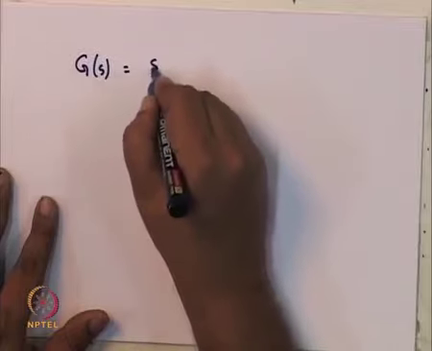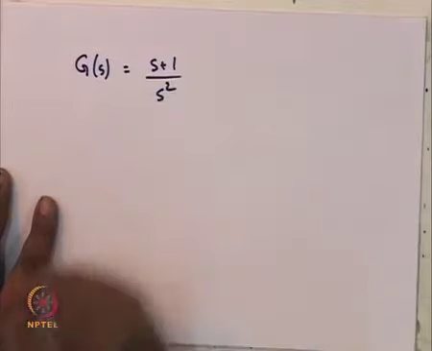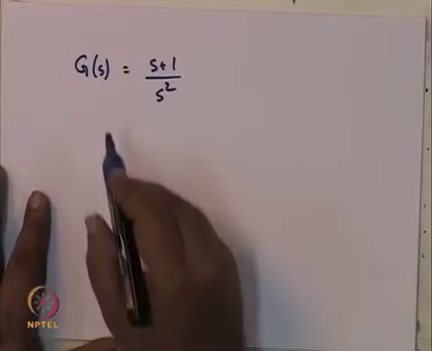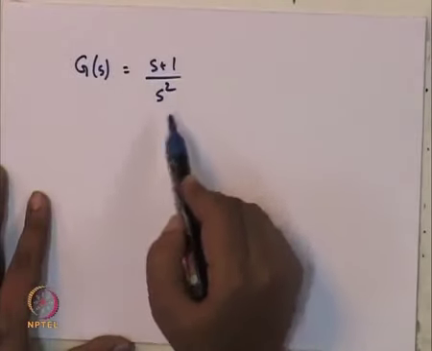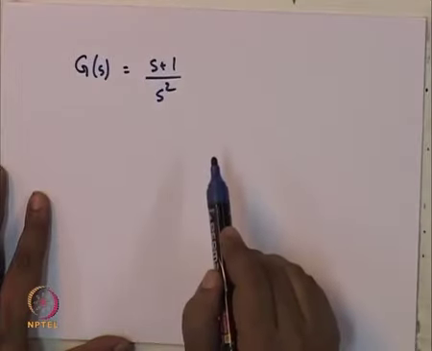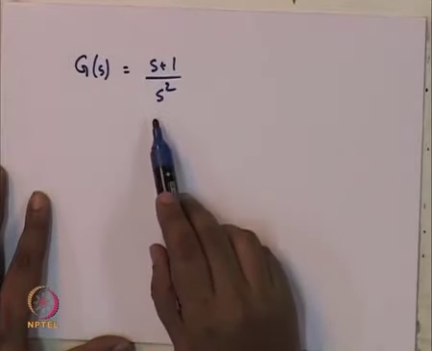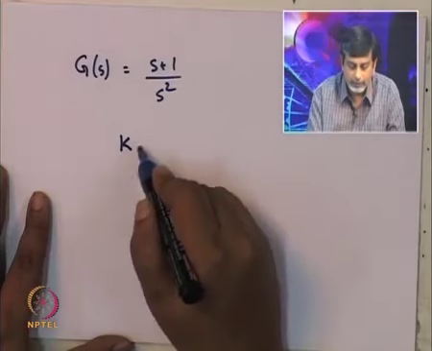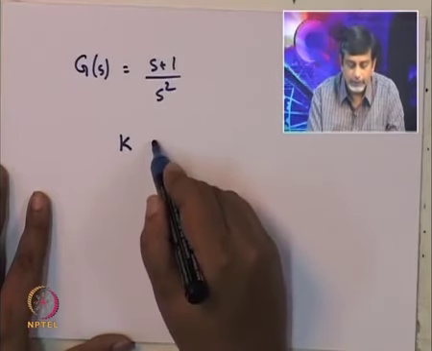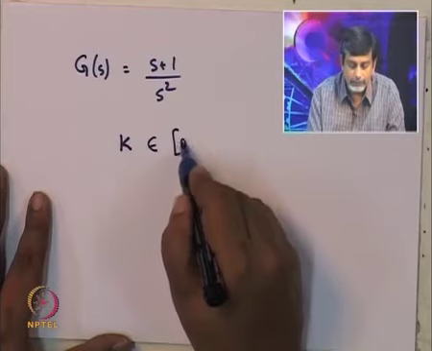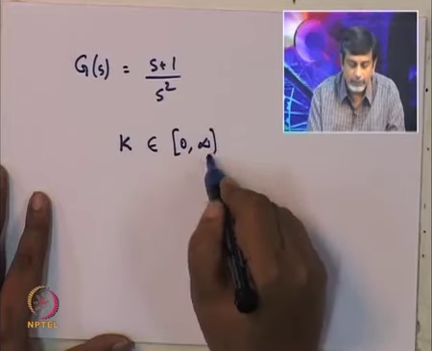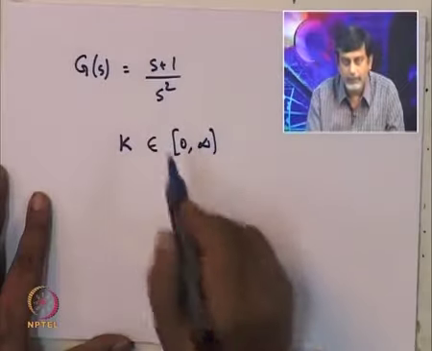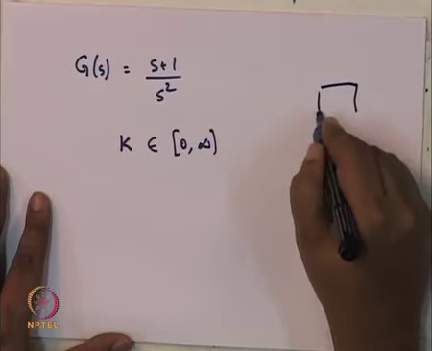So, for this system, I consider the linear plant G(s) to be (s plus 1) upon s squared. If you take this linear plant in a feedback structure, then it should be clear that for all feedback k in 0 to infinity, this given feedback system is stable.